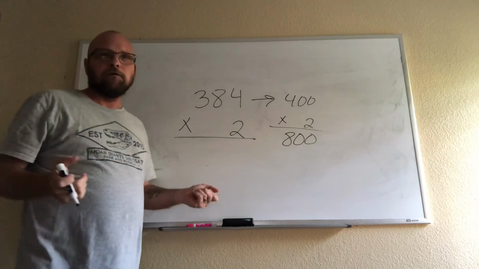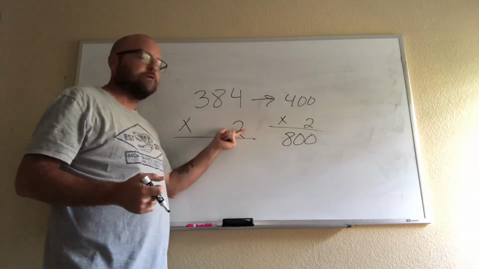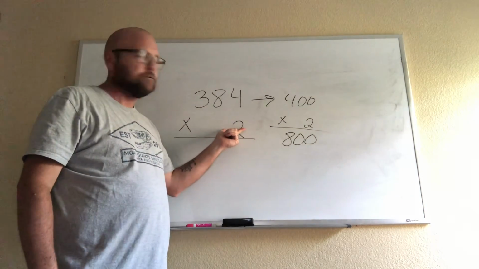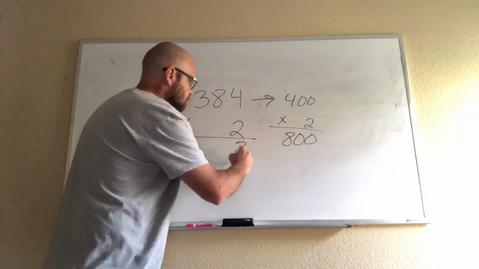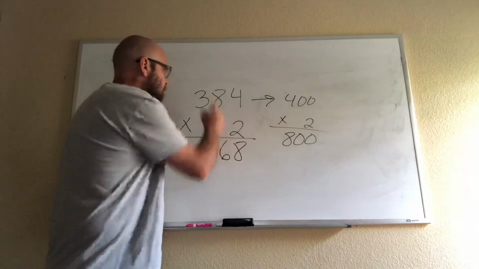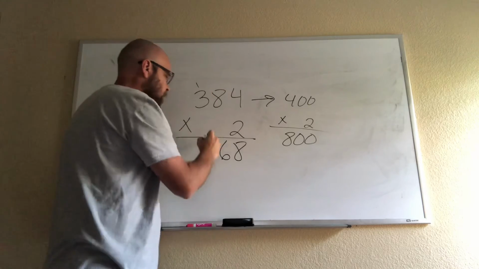Now I go over here. All I have to be able to do is multiply 1 digit numbers times 2. 2 times 4 is 8. 2 times 8 is 16. 2 times 3 is 6, plus 1 is 7.